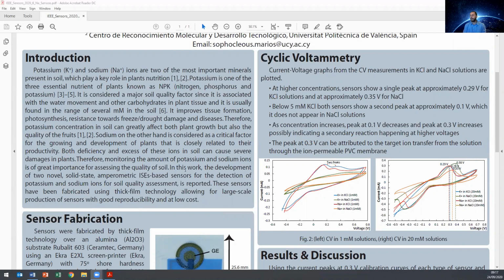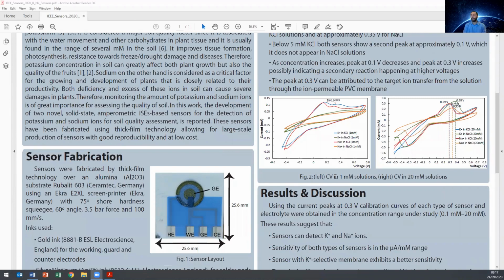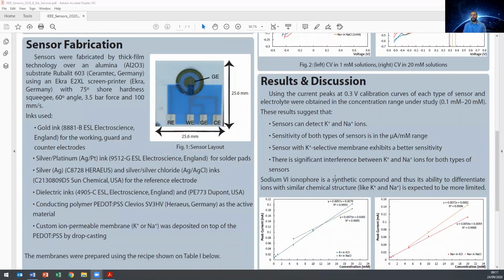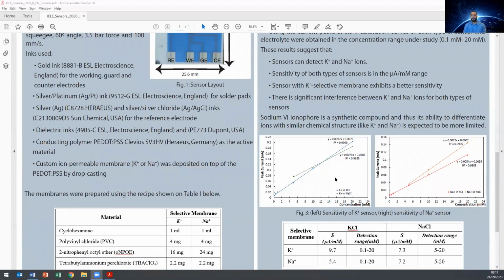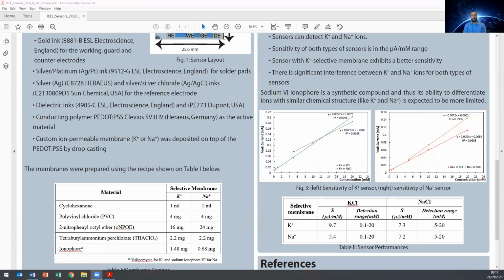Using the current peaks at 0.3 volts, calibration curves of each type of sensor and electrolyte were obtained in the concentration range of 0.1 millimolar to 20 millimolar. As you can see here in Figure 3, it was found that there is significant interference between potassium and sodium ions for both types of sensors.